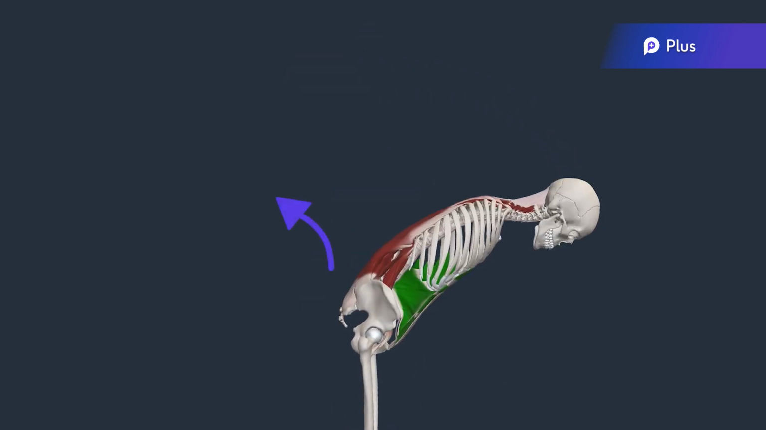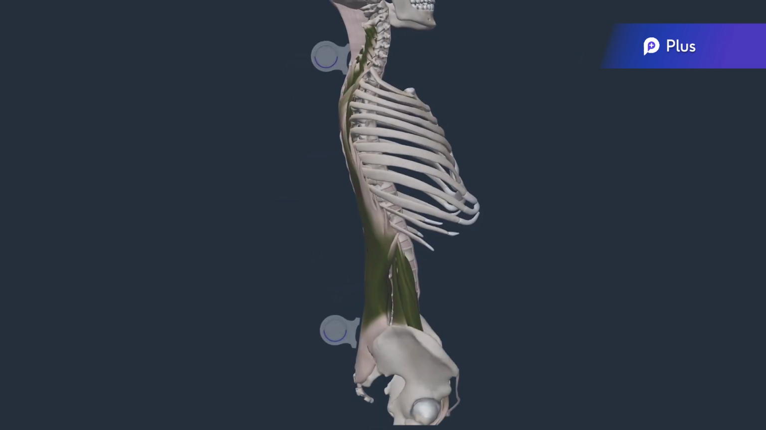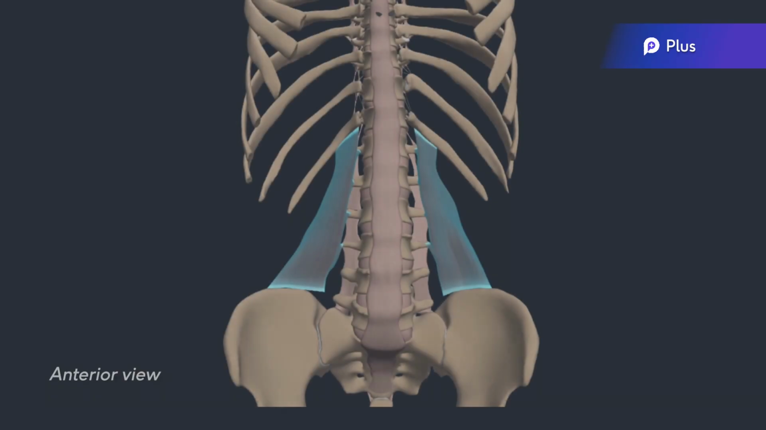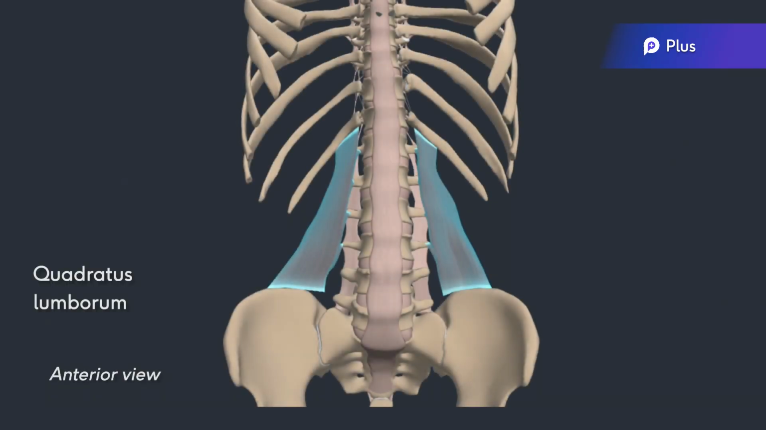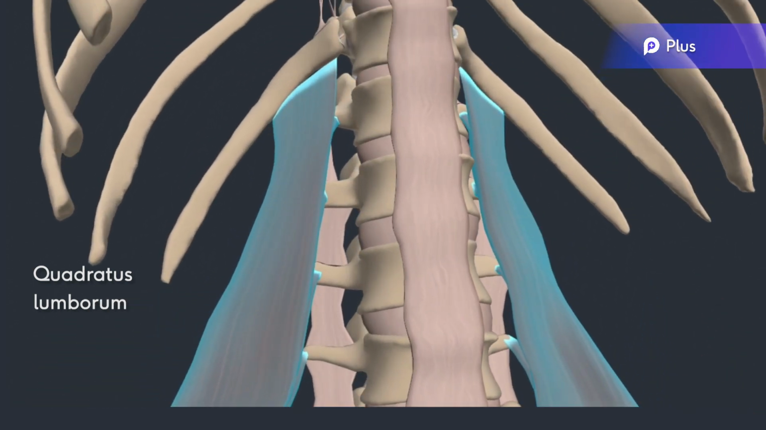Moving on to lumbar extension, the action of bending backwards at the lower back. Here we can see it overlaid with the goniometer, showing a normal extension range of around 25 degrees. The quadratus lumborum originates from the iliac crest on either side and inserts into the 12th rib and vertebrae L1 to L5. When it contracts bilaterally, it helps to extend the lumbar spine.